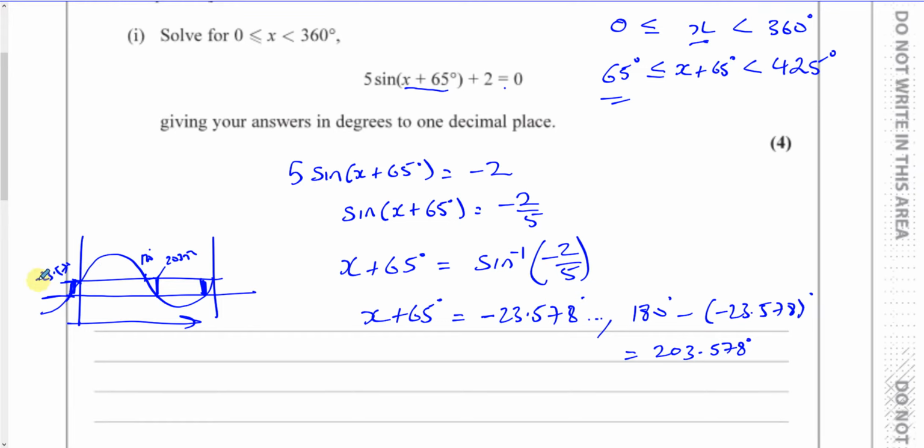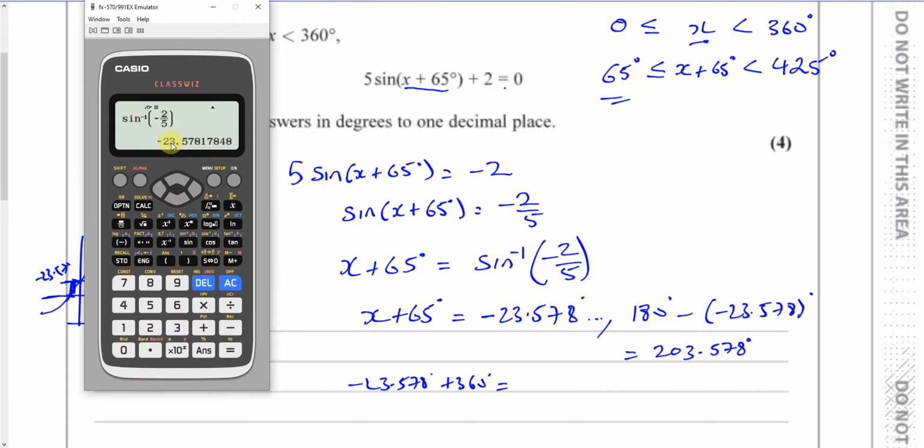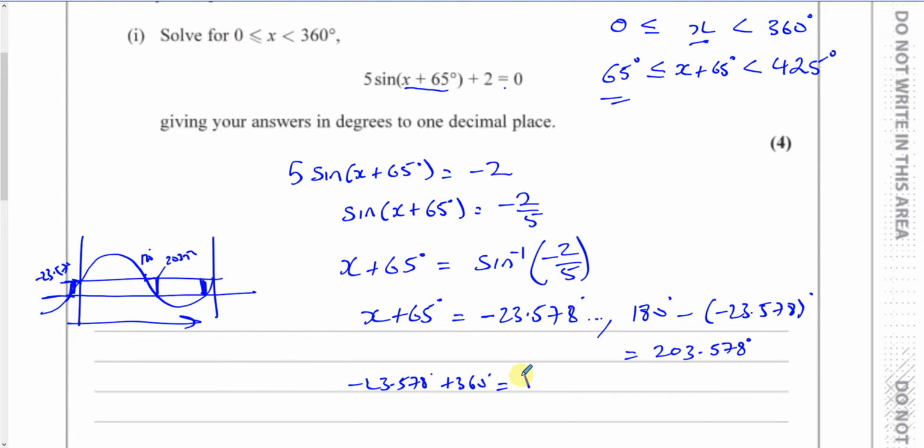Now, if I do minus 23.578 and I add 360 to it, I'm going to get the angle over here. So it's like doing 360 plus that, which gives you 336.422. So we have an angle here, an angle here, and an angle here.